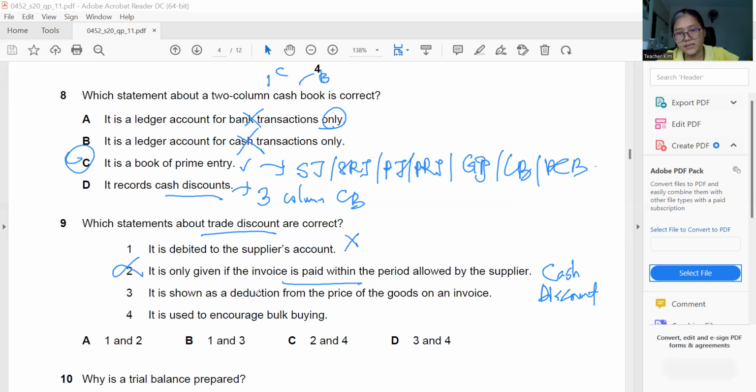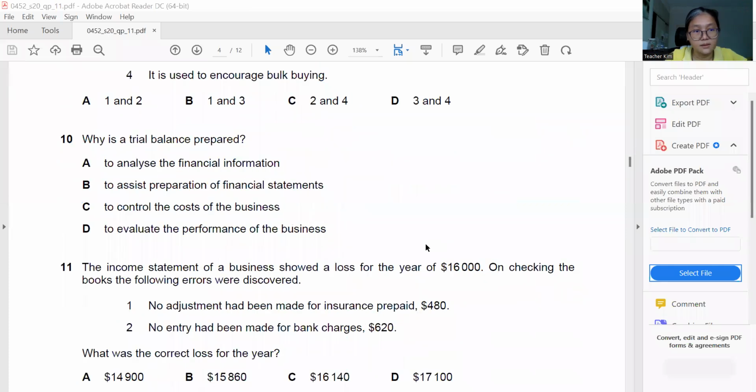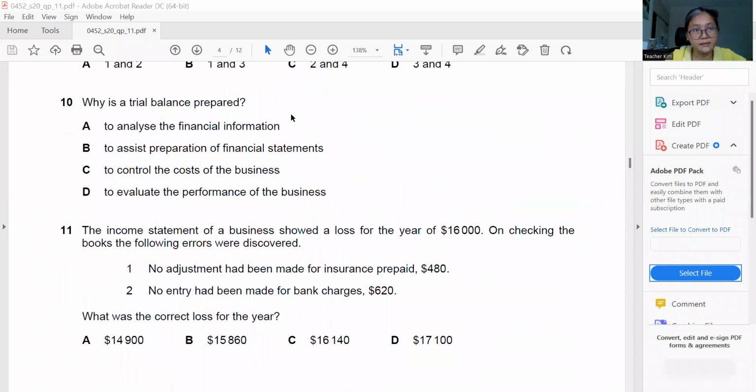Okay, it shows a deduction from the price of goods on the invoice. Yes, this is one of it. It shows a deduction on the invoice. It is used to encourage bulk purchase. Yes, this is also the answer. So these two are the answer. That means D is the answer. Next, move on. Question 10.